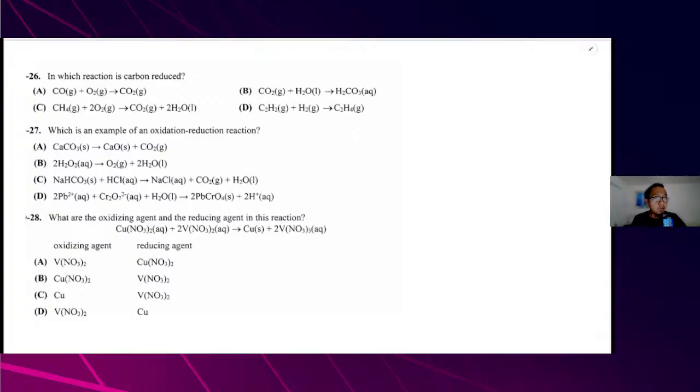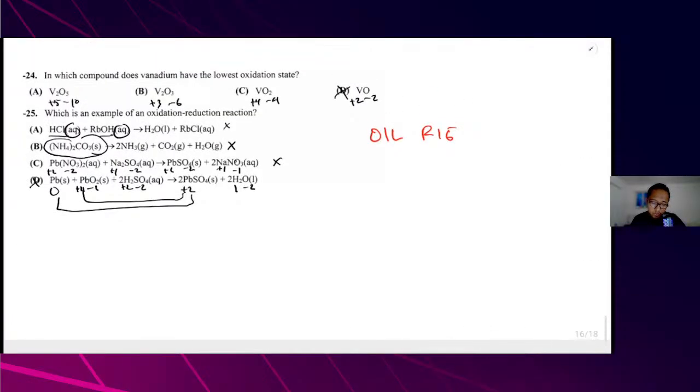Okay, now we move on to the last two slides. We are almost done with number 1 to number 30. In which reaction is carbon reduced? This is 0, right? This is +4. Which one is reduced, guys? This is -1, -2. This one is +2. No, this one is increased, not this one. So the previous one, number 25, should be D.